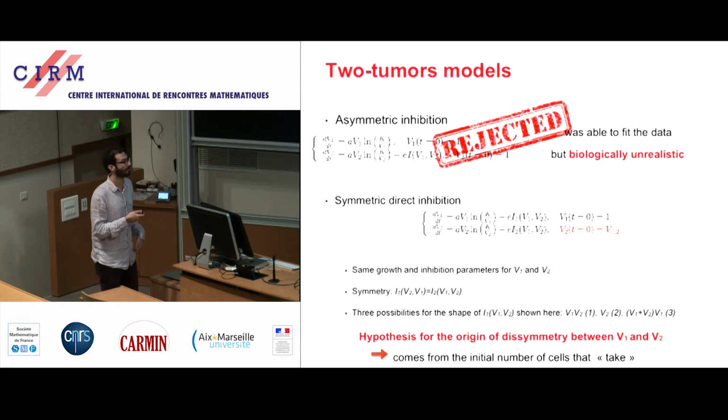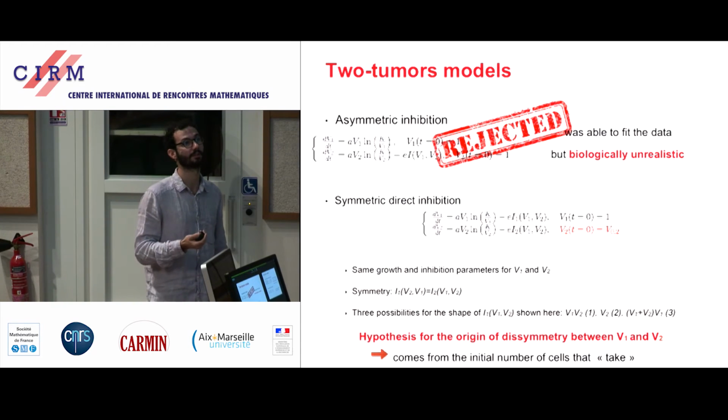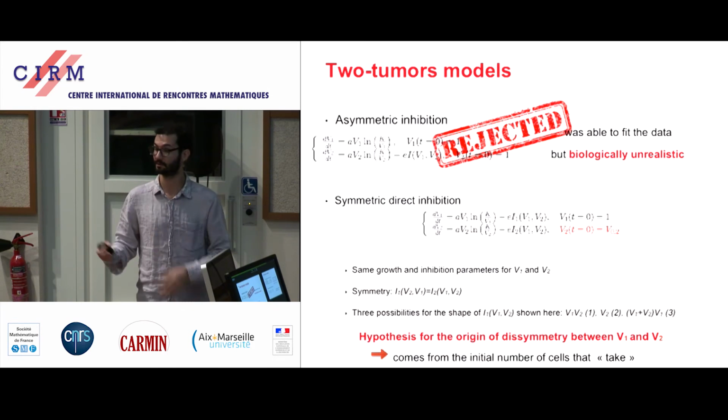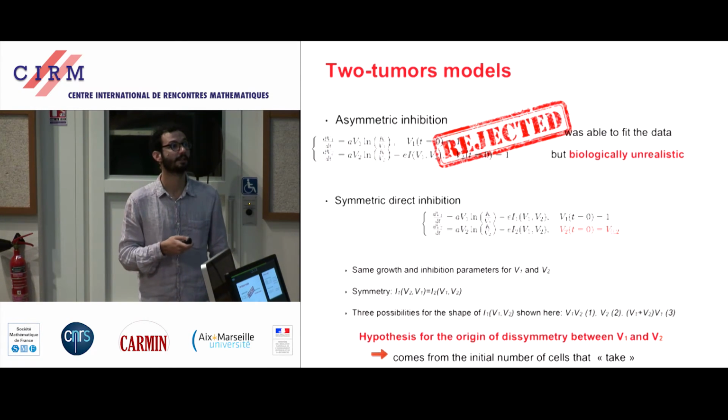So maybe it could come from stochastic fluctuations in the initial number of cells that take. Maybe in one of the two tumors, a little bit more of the cells take, and in the other tumor, a little bit less, and maybe this small difference can be amplified into big differences in the dynamics, but with the same inhibition force between the two. So this is the second theory.